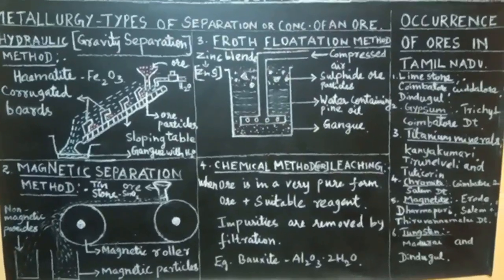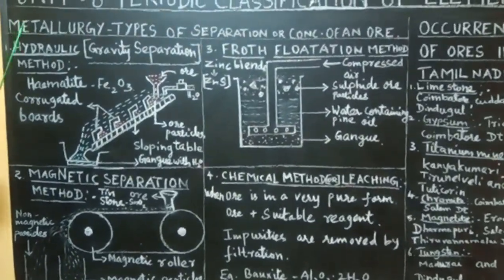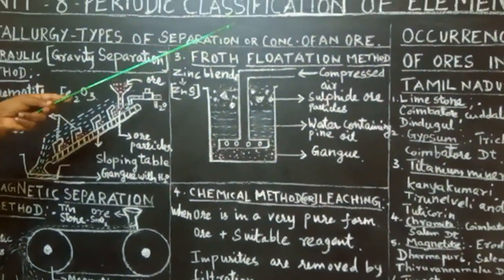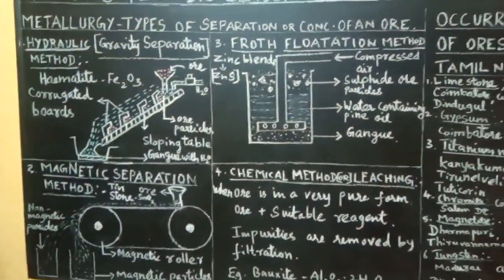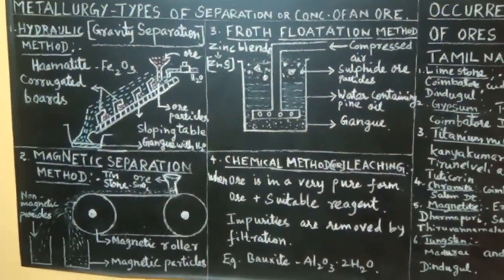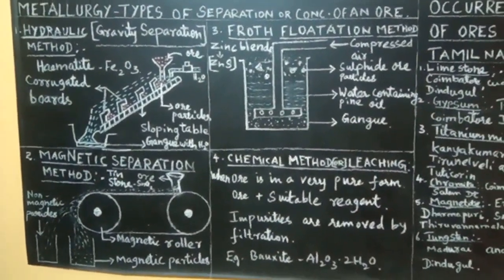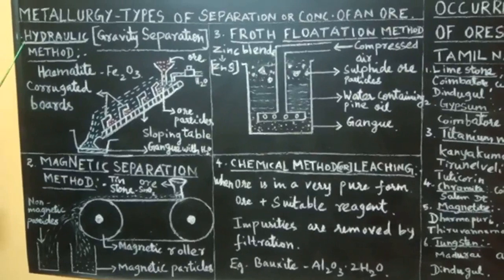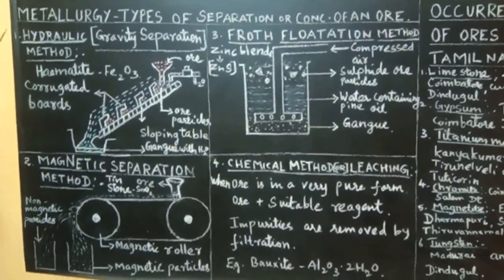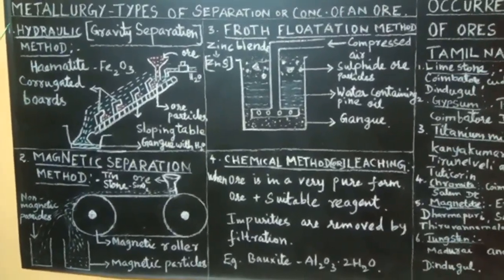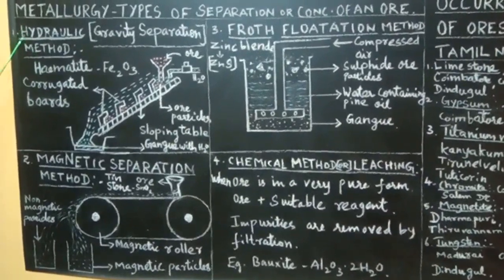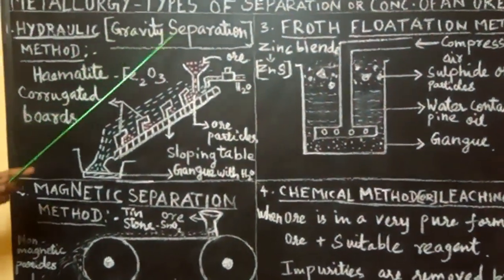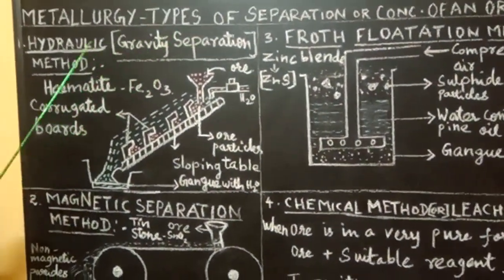Good morning, students. Today we are going to see about metallurgy, types of separation or concentration of an ore. There are four major types of separation. It is based on the nature of ore. So here the ore is crushed into powder form. First we will see about the hydraulic method, or we can say gravity separation method.